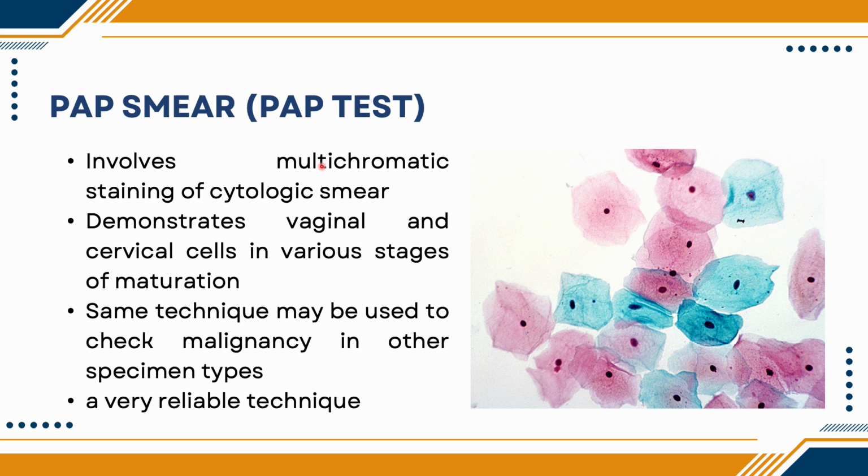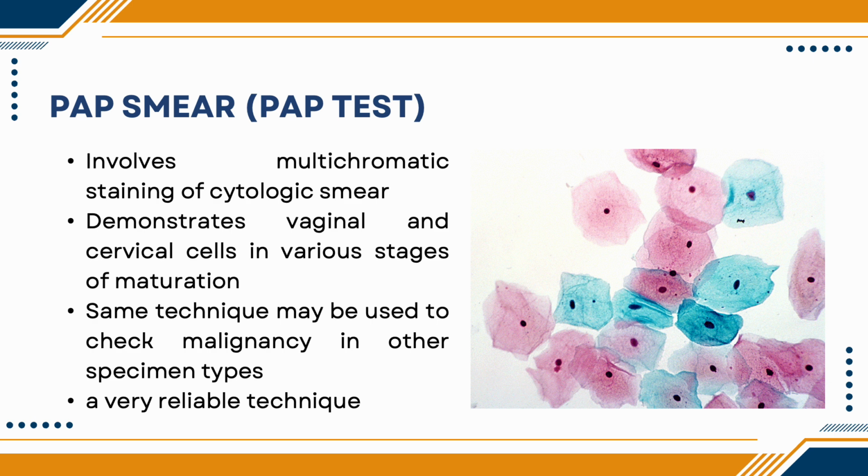So it involves multi-chromatic staining of cytologic smear. Multi meaning many, chromatic color. As you can see here, you have pink, blue, actually dalawa lang yung nakikita nyo. But later you will find out na tatlo pala yung stain reagents used in the pap test. So it demonstrates vaginal and cervical cells in various stages of maturation. The same technique may be used to check malignancy and other specimen types, and it is a very reliable technique.